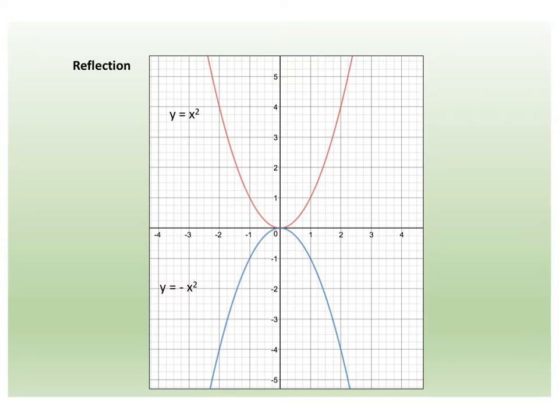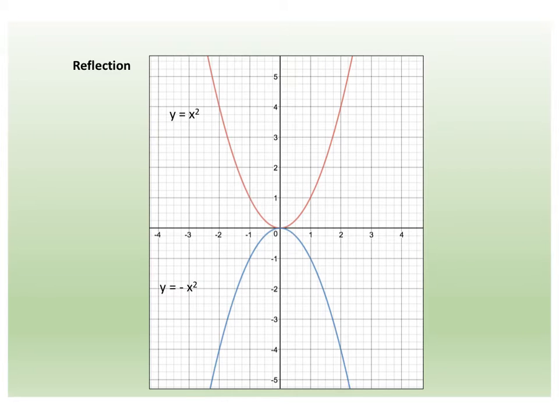This is the reflection. y equals minus x squared is a reflection of y equals x squared. Again, y equals minus x squared is actually congruent to y equals x squared, because when you flip y equals minus x squared around, it will cover y equals x squared. So again, you've learned how to translate y equals minus x squared.